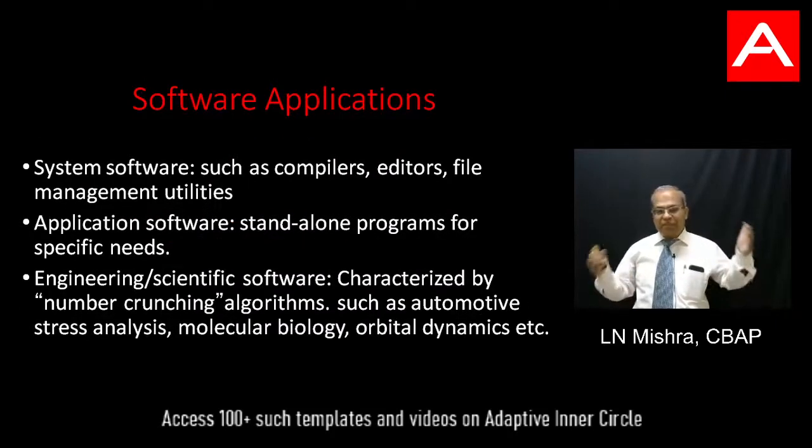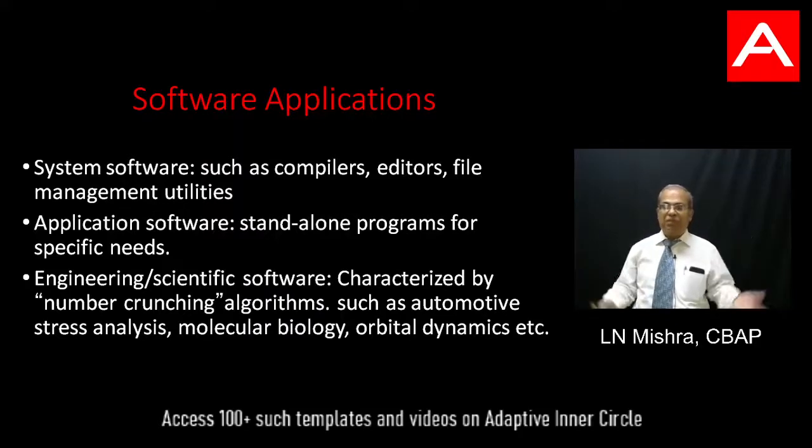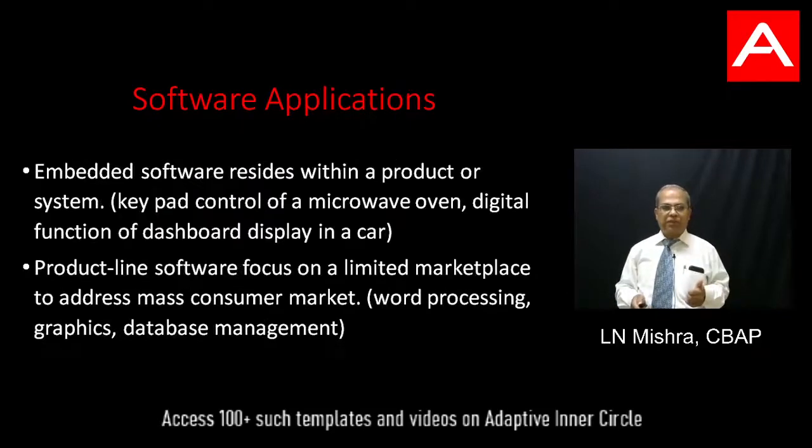Then there are many types of software applications that you will hear about. One is called system software, such as compilers, editors, management utilities. Then application software, which are standalone programs which we use. MS Office is a great example of application software. Then there are engineering and scientific software, which we use for engineering or scientific purposes.